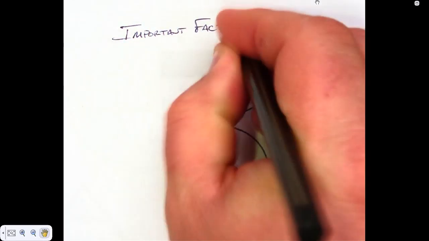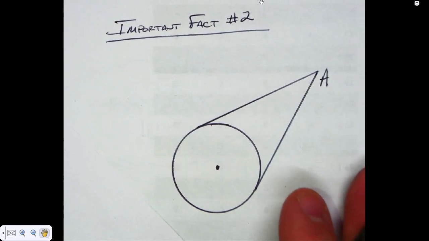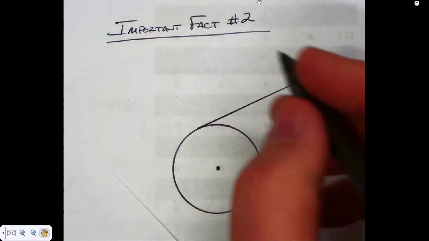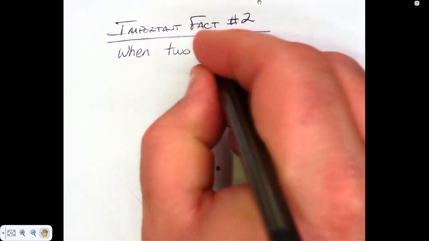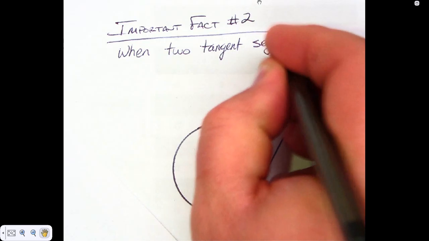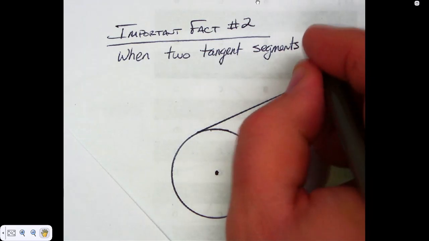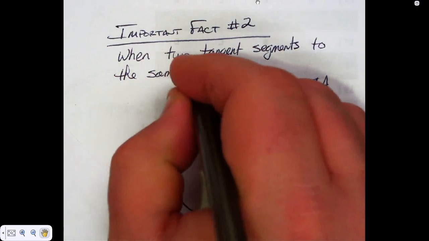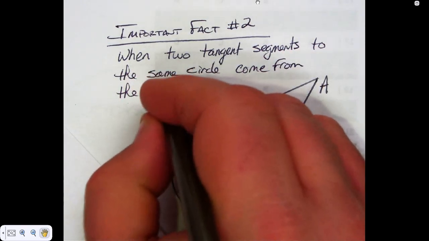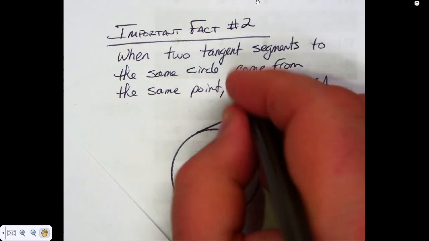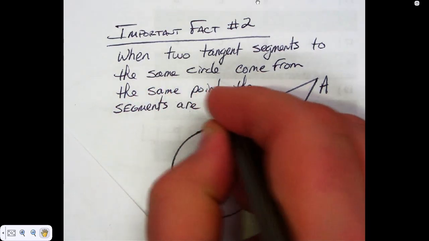Important fact number 2. Now, when two tangent segments to the same circle come from the same point, the segments are, what does this little sign mean? Right.